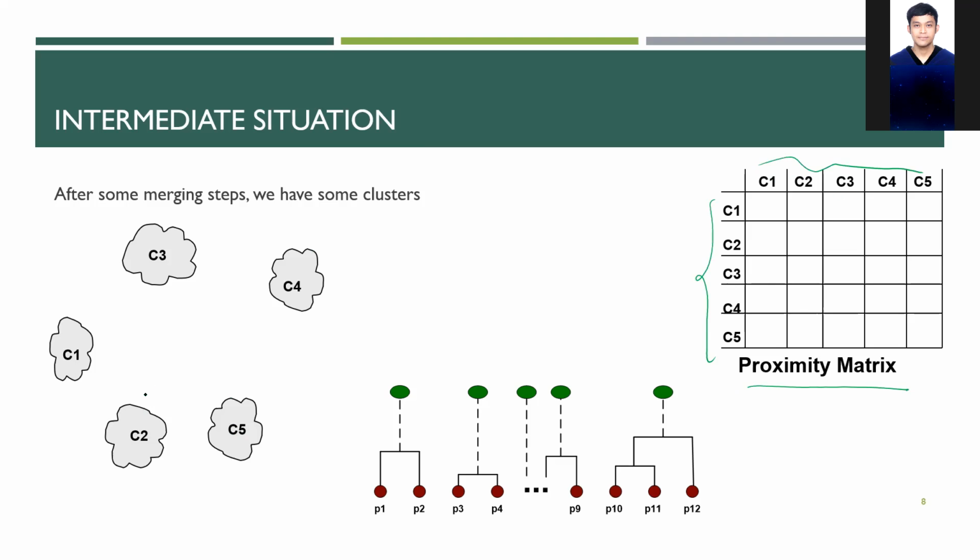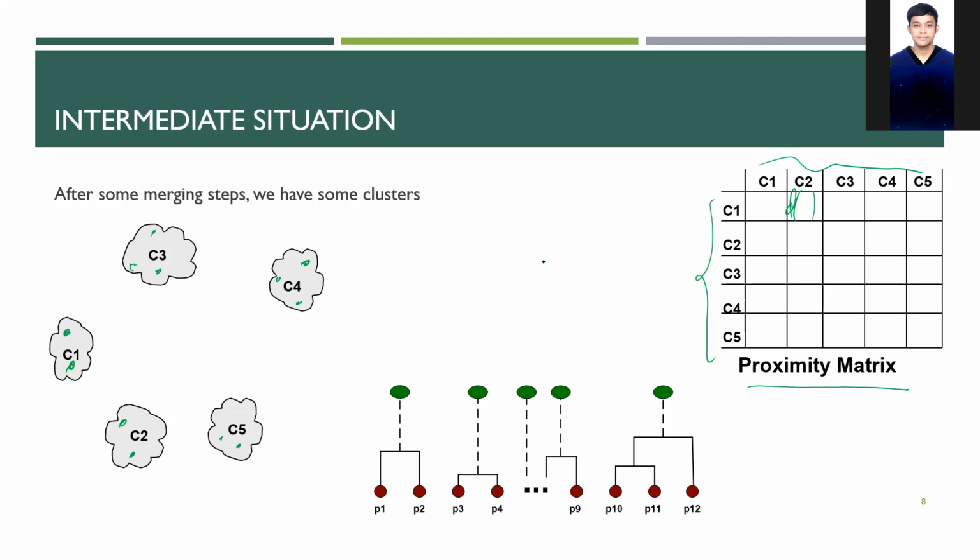Okay, so if we have clusters now, how do we calculate the proximity matrix? What distance do we have to put here? For example, in C1 there are 2 data points, C2 has 2 data points, C3 I think has 3 data points, C4 also has 3 data points, and C5 has 2 data points.